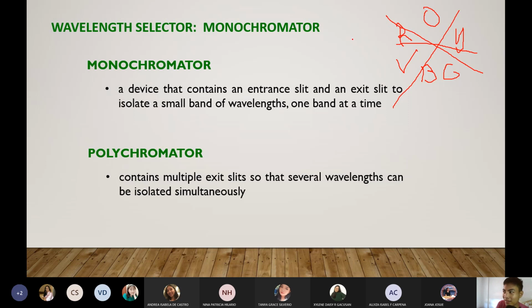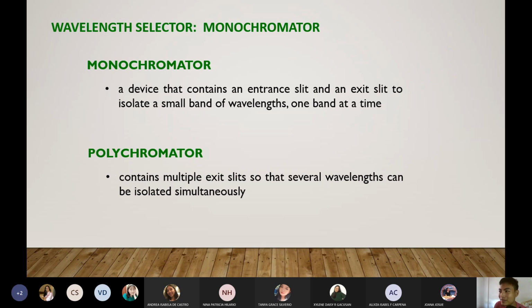Ay, mali yung aking pagka-cut. Wait lang. Ulitin ko ah. Wala ako sa eh. Not pala, ginamit ko na yung iPad ko. Wait lang.